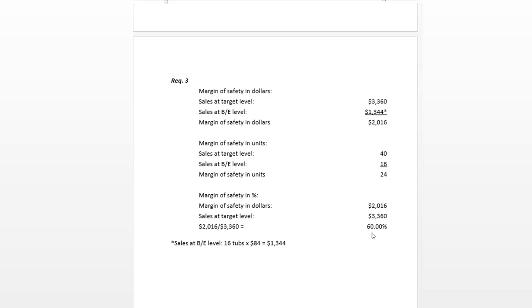And there was one additional calculation up here, the 1,344. We had previously calculated the number of units at 16 that we needed in order to break even. And of course, we just multiply that again by the selling price. That's where the 1,344 number came from.